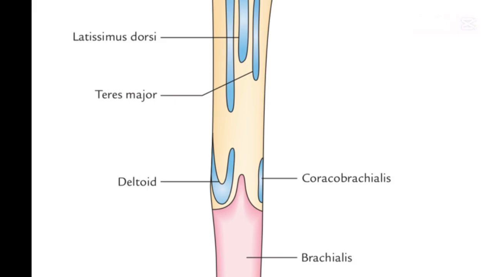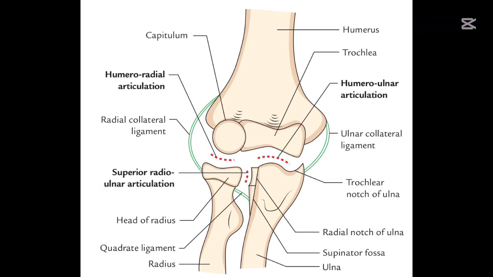Now in the lower end, what did I say? You can see the capitulum. Don't forget, you can see the capitulum. So the capitulum is articulating with the head of the radius. So if you put the lower part of the humerus bone on the ulna and radius, the capitulum is articulating with the head of the what?